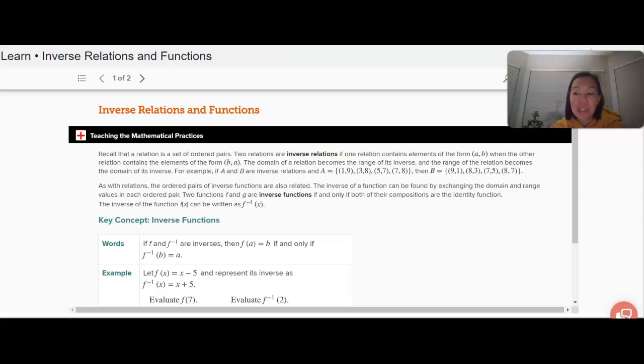Yesterday we learned about composition of functions. So you did adding, subtracting, multiplying, dividing, and composition. And today we are going to talk about an inverse function and what is an inverse function.